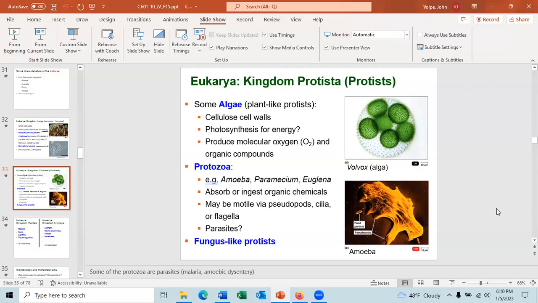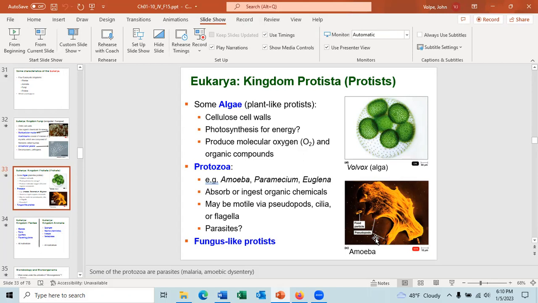The next grouping of the kingdom Protista is the protozoa, such as amoebas, parameciums, and euglena. These organisms absorb or ingest organic chemicals, such as an organic chemical can be here, and then this will close off, and that will be brought inside the cell. The kingdom Protista, and then the grouping of protozoa, include the amoeba, the paramecium, and the euglena.